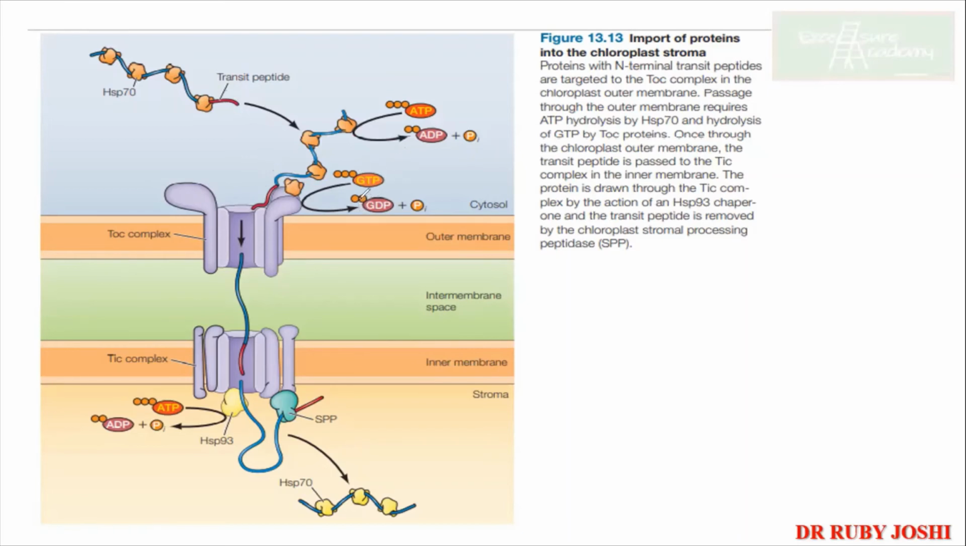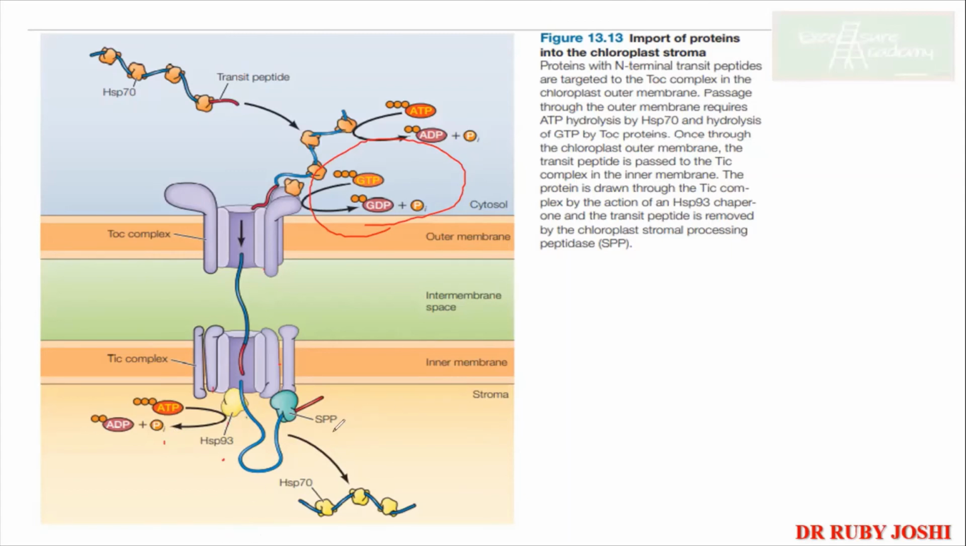Now, in the case of chloroplast, this additional hydrolysis is required, whereas in the case of mitochondria, it was only once. So it is passing through the TOC complex, then it is passing to the TIC complex. What is additional over here is ATP hydrolysis again for the opening of the TIC complex. HSP93 is required in order to pull the polypeptide chain out from the TIC complex.